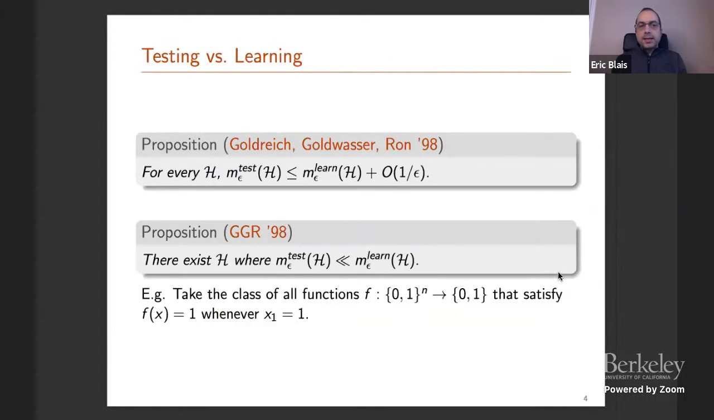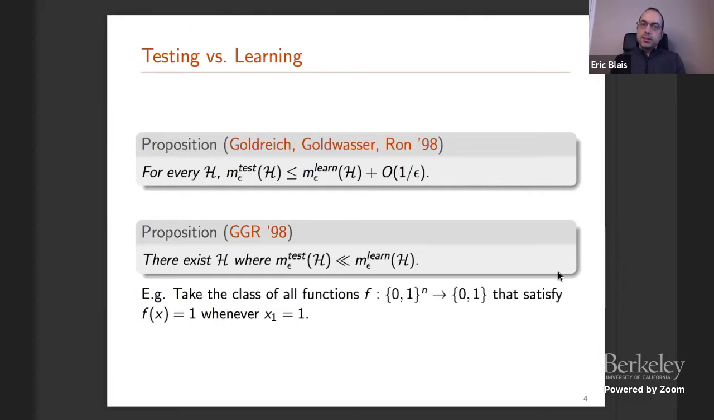So what do we want to ask now? We want to ask for which classes can m_test of H be much less than m_learn of H? I'm implicitly making the assumption here that learning has to be at least as hard as testing. This is a classic result of Goldreich, Goldwasser, and Ron, and it carries over to many different settings for testing and learning. It carries over to this setting as well.